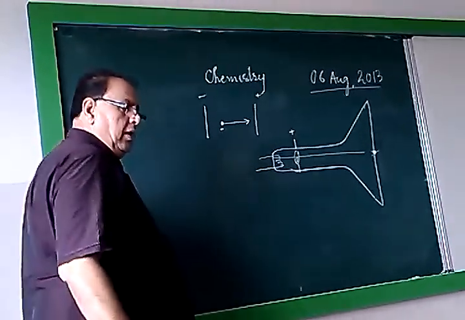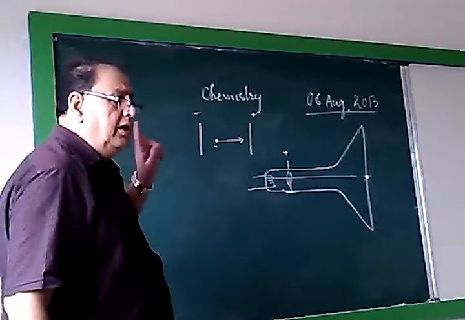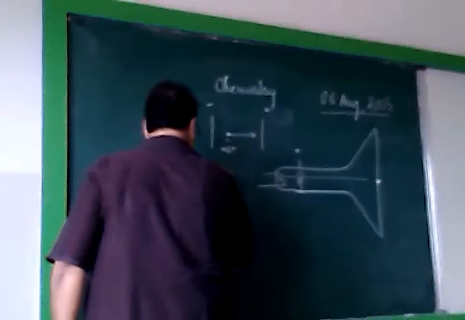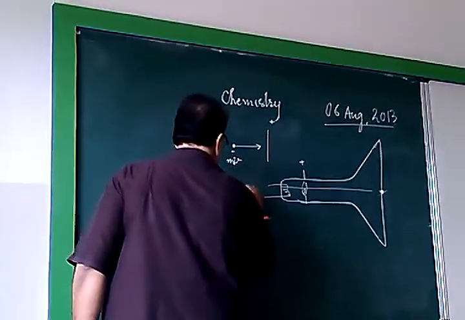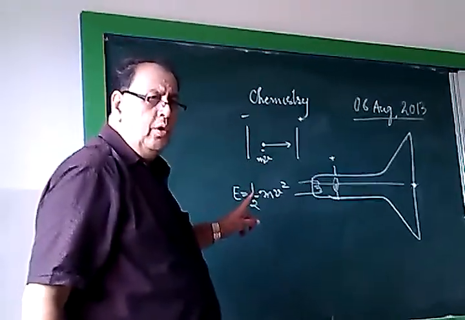Okay? Let us say the uniform velocity attained inside is V. If mass is m, the energy will be equal to half mv square. Kinetic energy because it is moving. This is the first equation you should know.